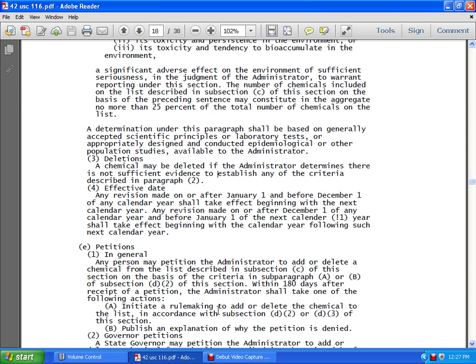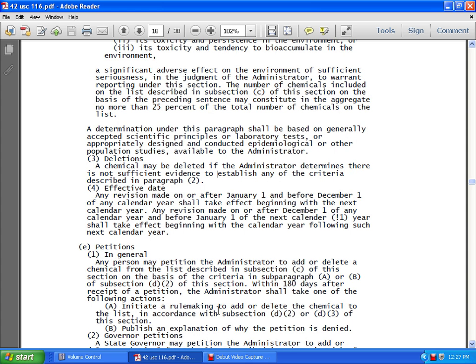The number of chemicals included on the list described in subsection C of this section on the basis of the preceding paragraph may constitute in aggregate no more than 25% of the total number of chemicals on the list. A determination under this paragraph shall be based on generally accepted scientific principles or laboratory tests, or appropriately designed and conducted epidemiological or other population studies, available to the administrator. Deletions. A chemical may be deleted if the administrator determines there is not sufficient evidence to establish any of the criteria described in the paragraph.